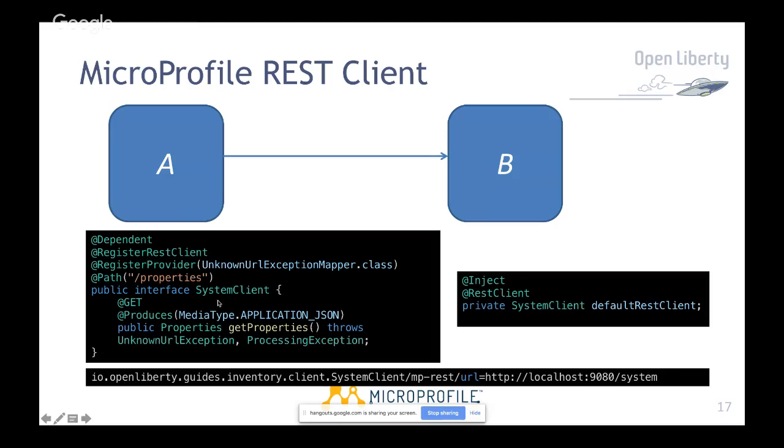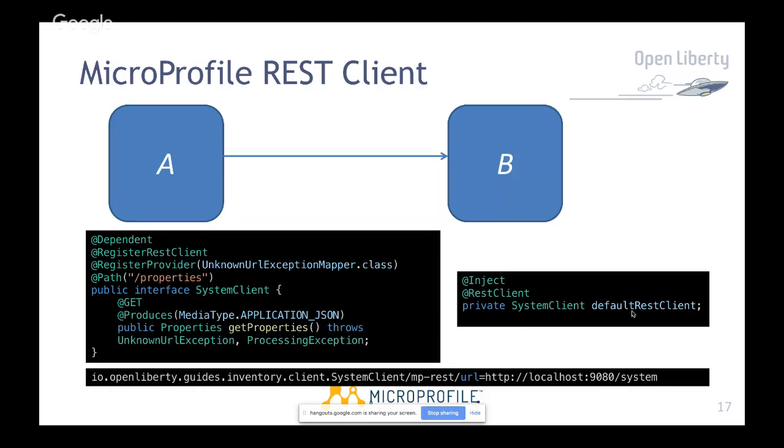If you try to invoke a service B, you can directly create a service B interface. Basically, you can query what service B's interface is like. You directly create an interface for service B, and say, okay, service B has a get properties endpoint. You can directly define the get operation, register it as a REST client, and then in your own service A, you can directly inject that REST client into your class, into your JAX-RS endpoint.